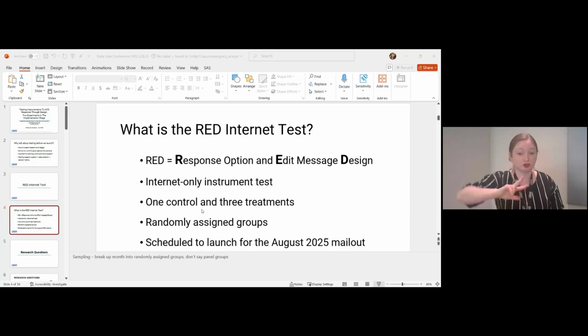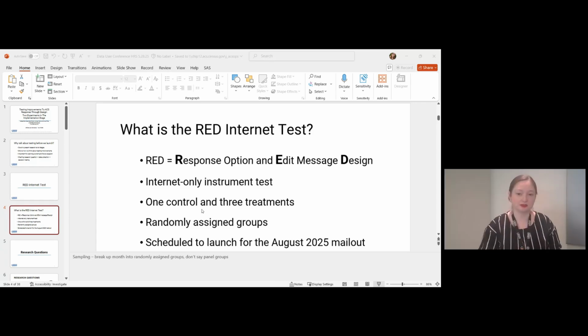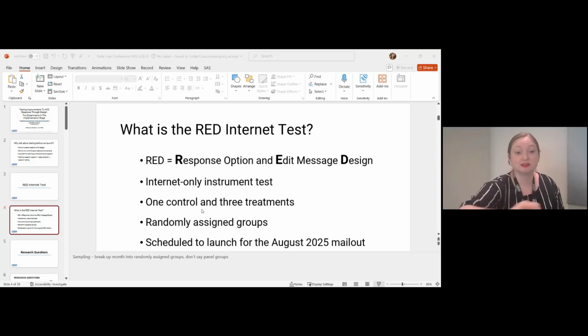I'm going to talk about two experiments today. One is the RED and one is the QTT. Those are both acronyms. I will tell you what they mean. So first is the RED internet test. RED stands for Response Option and Edit Message Design. This is an internet-only instrument test.